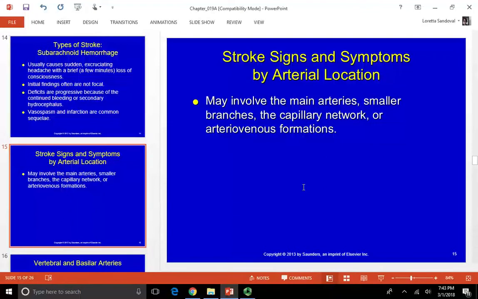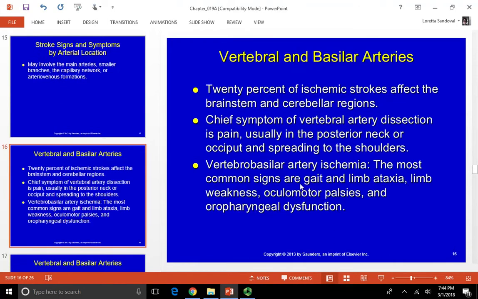So we'll talk about stroke signs and symptoms by arterial location. I have slides in the PowerPoint of each different artery, but I also have a nice compressed little chart in the module, which is basically in a nutshell what I want you to know for the exam. So strokes may involve main arteries, smaller branches, the capillary network, or arteriovenous formations. So any of those vascular features can be affected in a stroke.